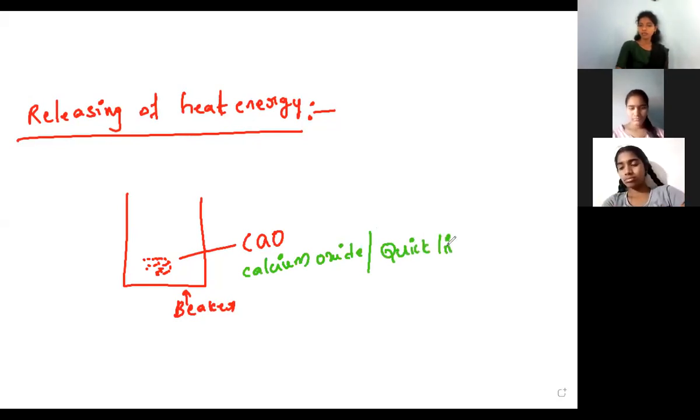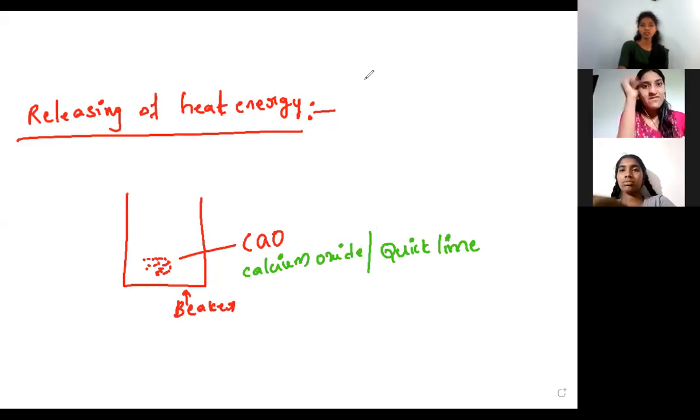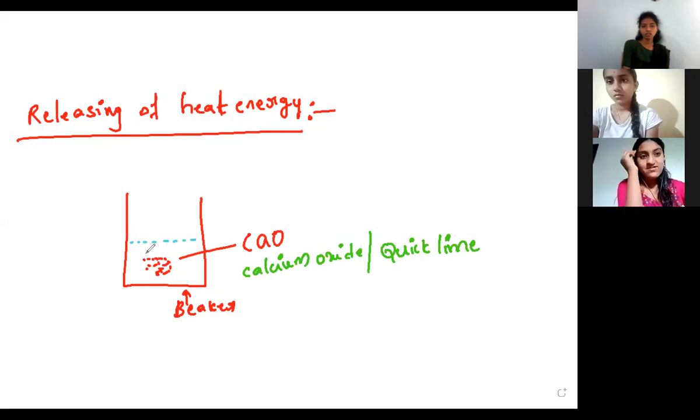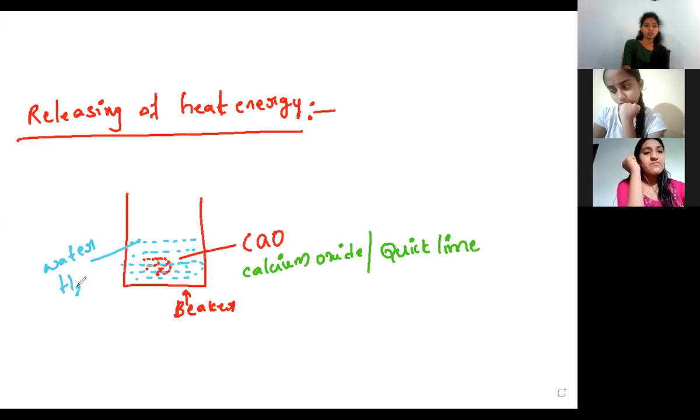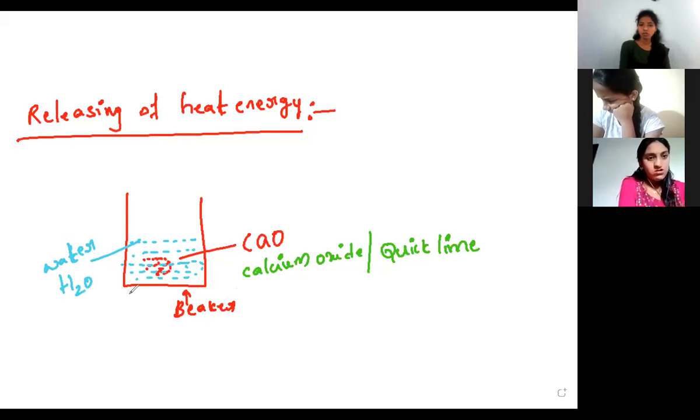Do you know lime? Anyone? To that, you have to add some amount of water. Right. So, we are taking one beaker. In that beaker, we are taking calcium oxide and water. So, what will happen here? After some time, this calcium oxide is completely dissolved in this water. Then what are the changes we observe in this? So what will happen when calcium oxide dissolves in water?